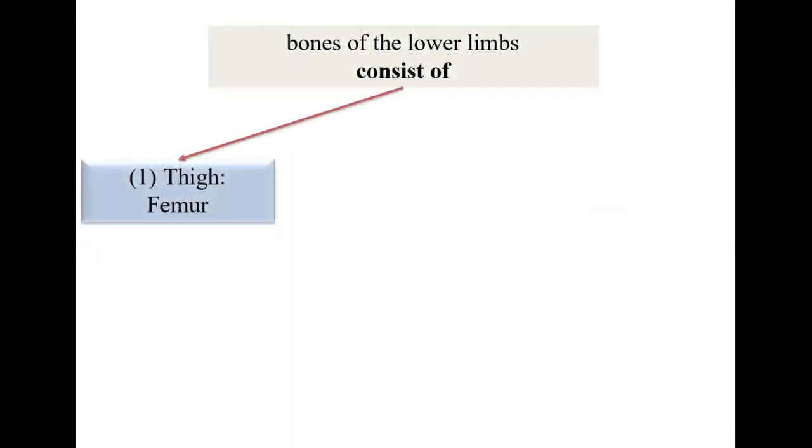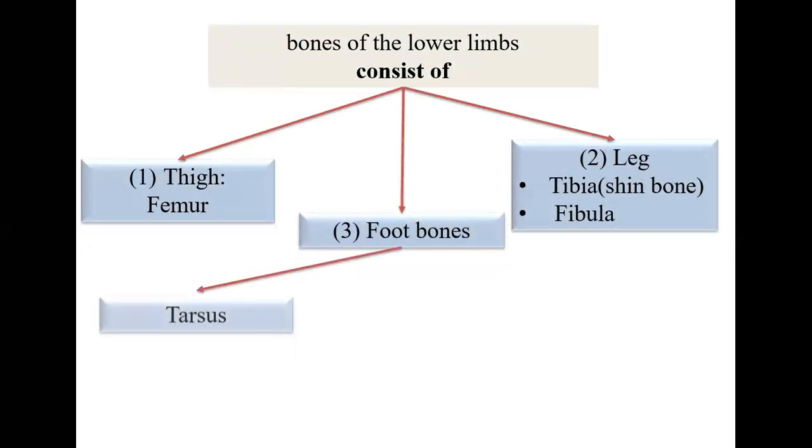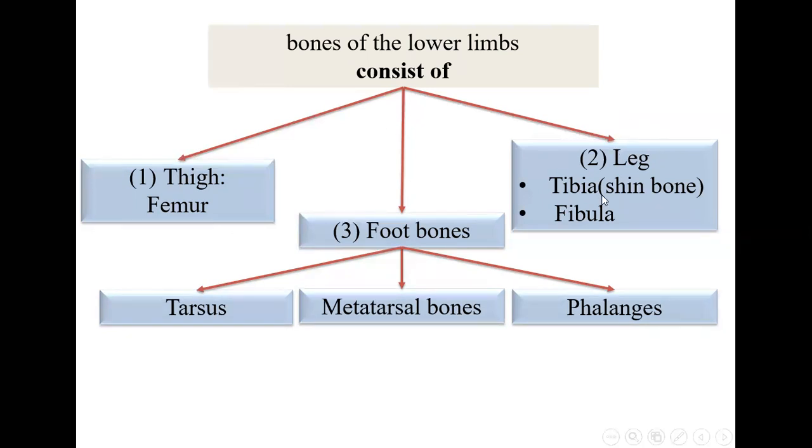Now coming to the bones of the lower limb. In the thigh, there is a bone called the femur. In the leg, the lower part of the lower limb, we have the tibia and fibula. Just like in the upper limb, the upper arm has only one bone, the humerus, similarly we have the femur. In the forearm there are the radius and ulna; similarly, we have 2 bones here, tibia and fibula.